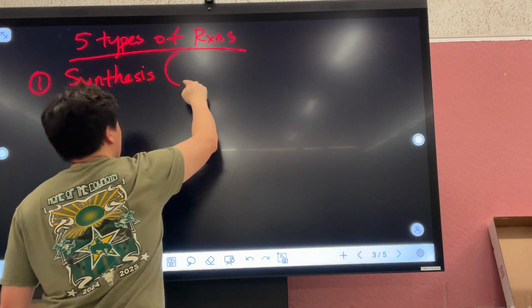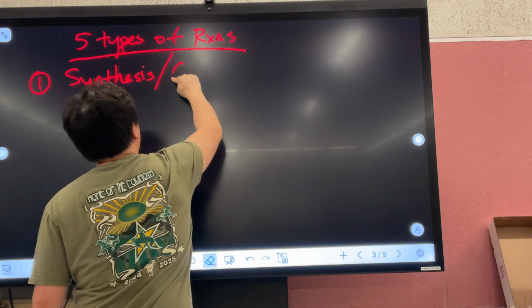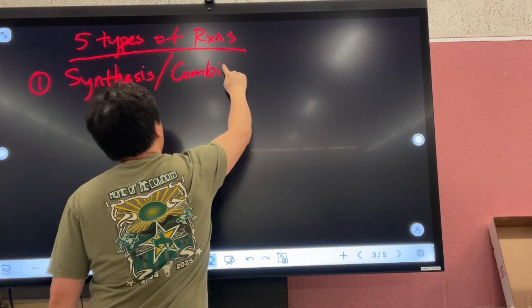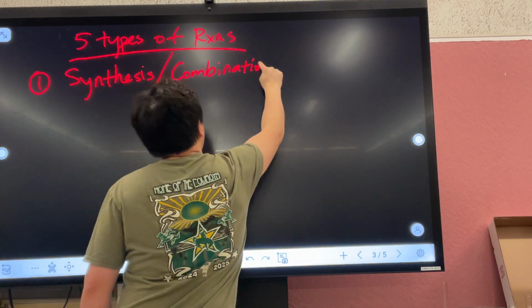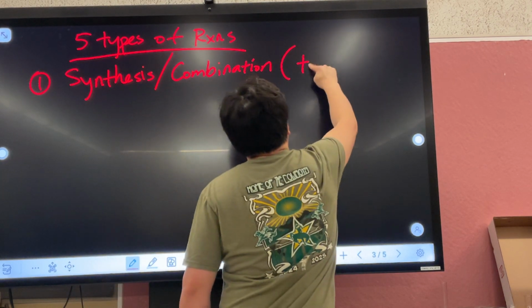So the first type of reaction is synthesis. Synthesis, another name for it is combination. So it is to combine.